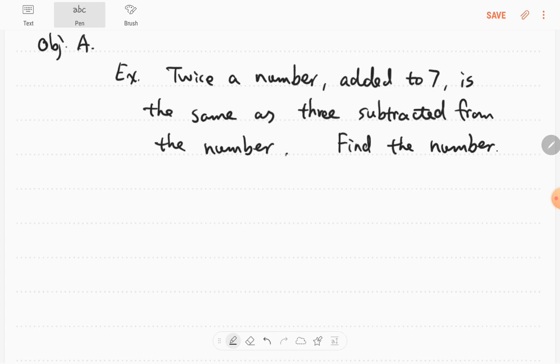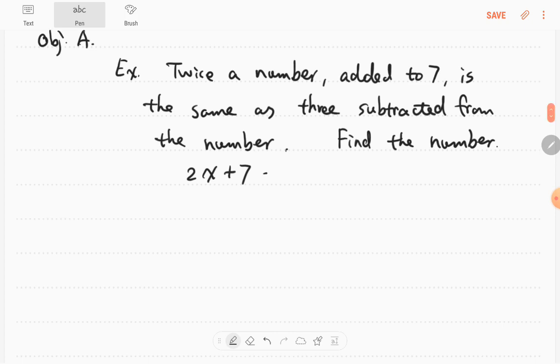Next, we set the number. The number is the unknown here, right? So we should set the number as our X, as our variable. After that, we translate twice a number. So that will be 2 times X, right? Added to 7. So add means we should do addition. Is the same as. So is the same as, we should use the equal sign, right?